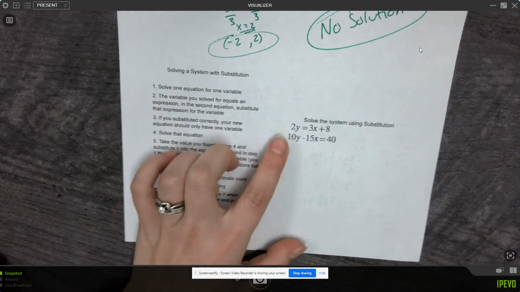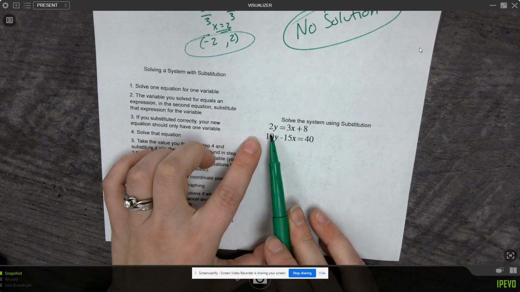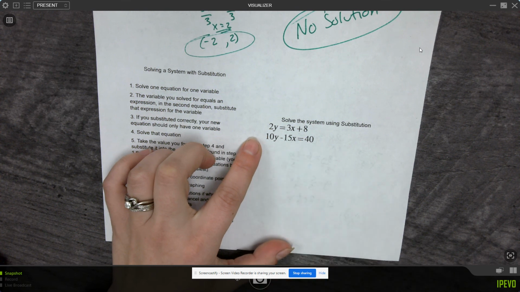So let's look at some examples. In your first equation here, you have 2y equals 3x plus 8 and 10y minus 15x equals 40. Pick any equation, and in that equation, pick a variable to solve for. I don't care if you want to always solve for y in the first equation. I don't care if you want to always solve for x in the second equation. Doesn't matter. Pick one, solve.